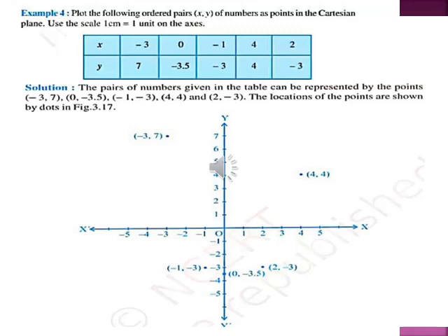See here, in this again we have to plot the points which are given here. The pairs of numbers given in the table can be represented by points. So you have to make the pairs of numbers given in the table and then plot the points according to the sign convention. Be careful while plotting points like (0, -3.5). As the x coordinate is 0, on which axis does that point lie? Yes, it lies on the y-axis, and the remaining points lie in different quadrants as per the sign conventions.